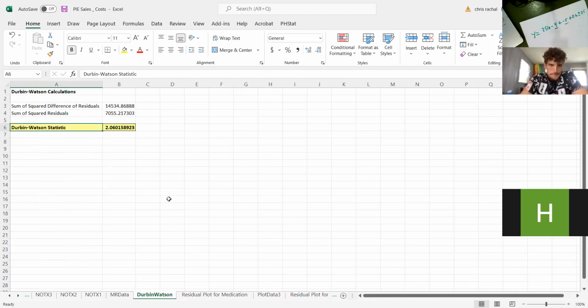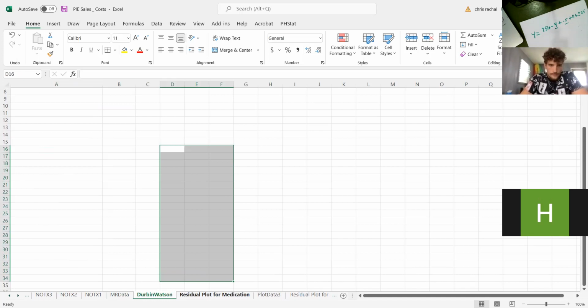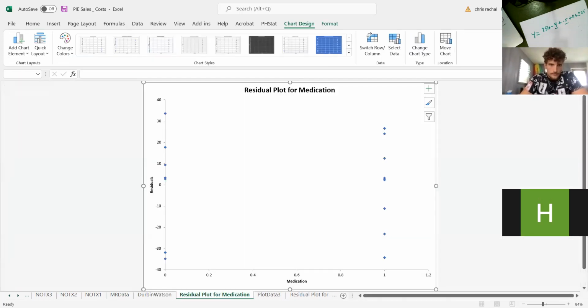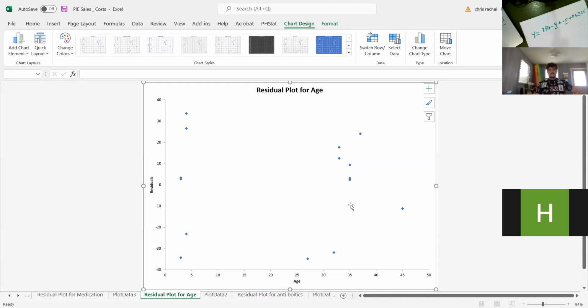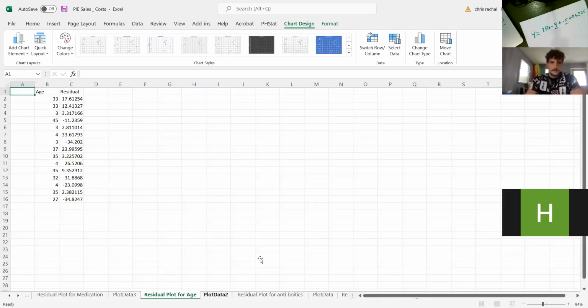That's our Durbin-Watson. That's our residual plot for medication. Either they took it or they didn't. Remember I said if it's categorical, you can't get a pattern out of it, and that's what that is. We're going to write this up in just a second. For age, because we only had a few different ages, 35 and 40, it wasn't really spread out.